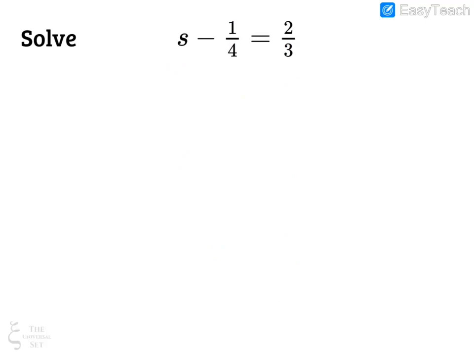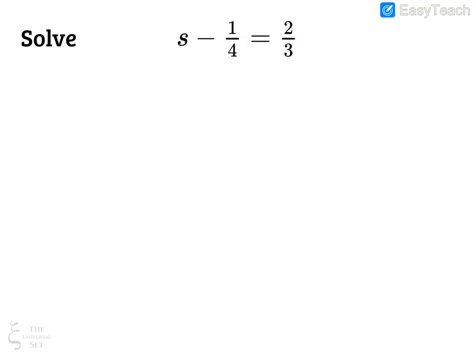Now we're getting a bit more complicated, because this time we've got two fractions, but they don't have the same denominator. So if I'm going to multiply by something to get rid of these fractions, it's going to need to be a multiple of 4, so that it gets rid of this fraction, and it's also going to need to be a multiple of 3 to get rid of this fraction.